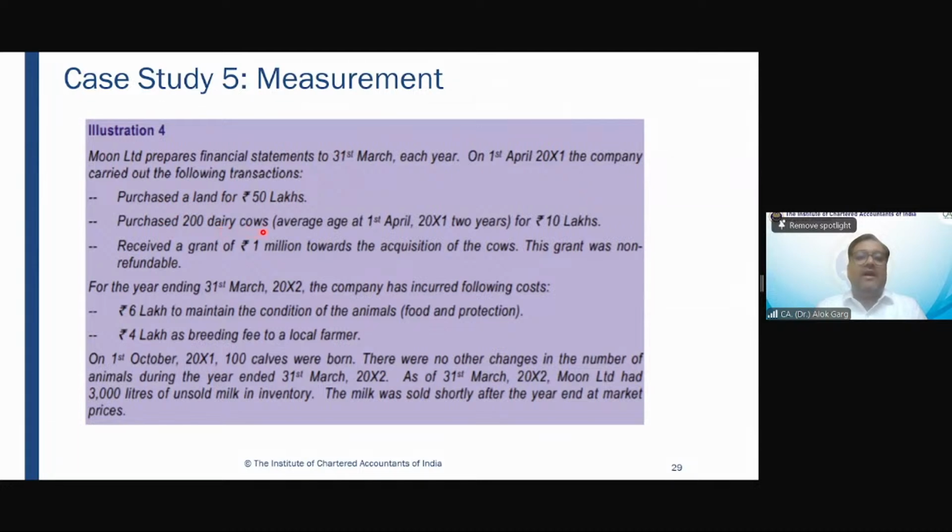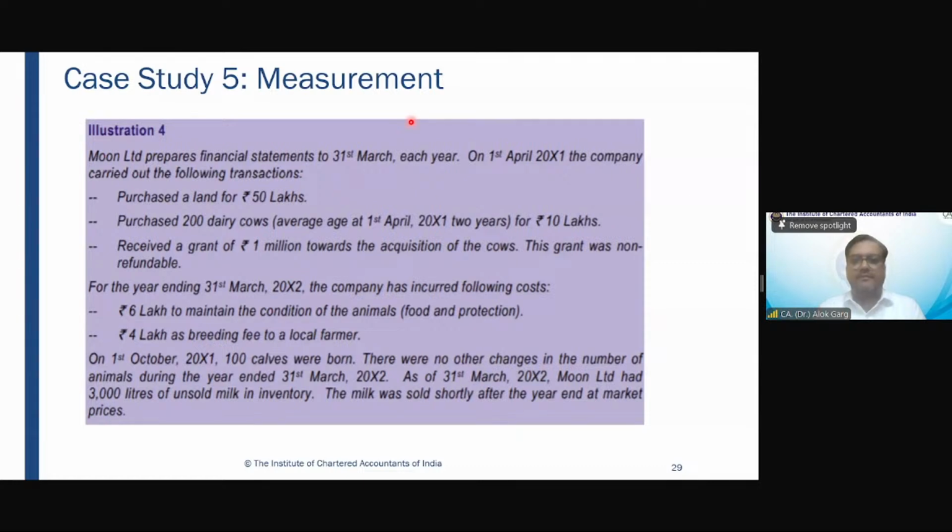Purchased 200 dairy cows. These dairy cows are biological assets. Average age on 1st April 2001 is 2 years, for rupees 10 lakh. So the total value was 10 lakh and there are 200 cows. What is the per unit price of the dairy cow? 10 lakh divided by 200, 5,000 rupees.